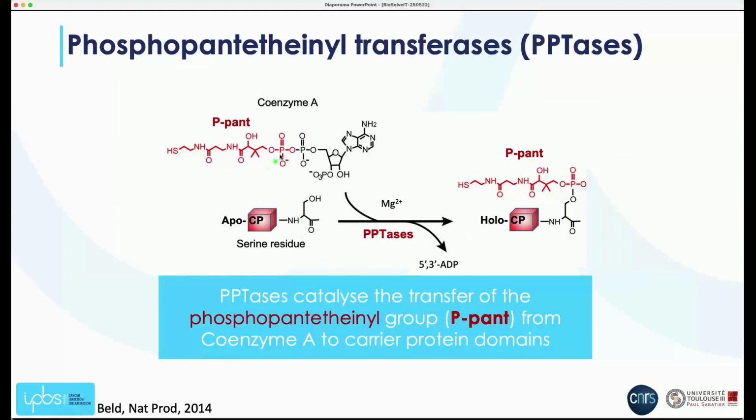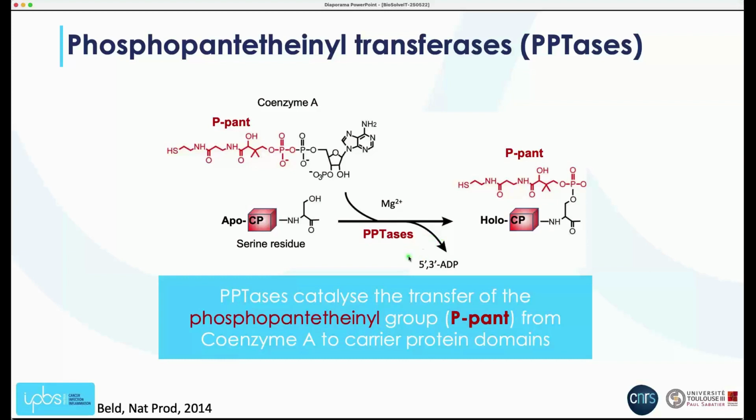PPTase catalyzes the transfer of the Ppant, the phosphopantetheinyl arm of coenzyme A, to a conserved serine residue of this carrier protein domain, and this reaction occurs in the presence of divalent cations. This post-translational modification allows the tethering of substrates and chemical intermediates and transfers them between the different catalytic centers of the various megasynthases, where the enzymatic modification can proceed.